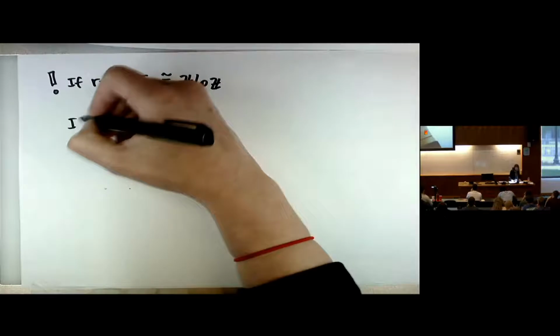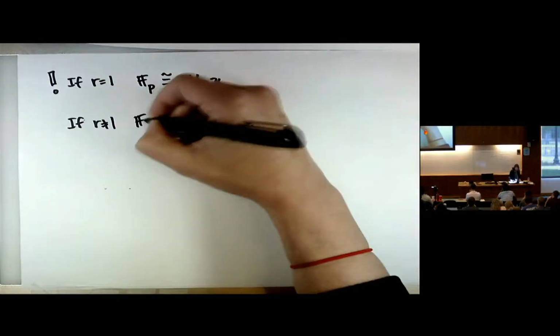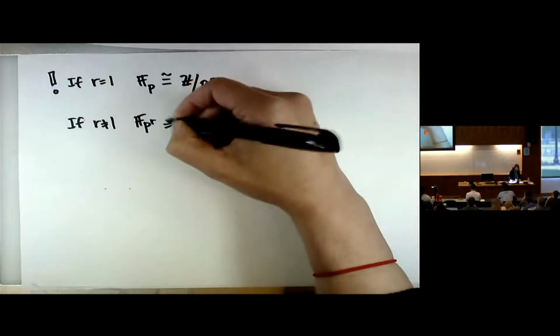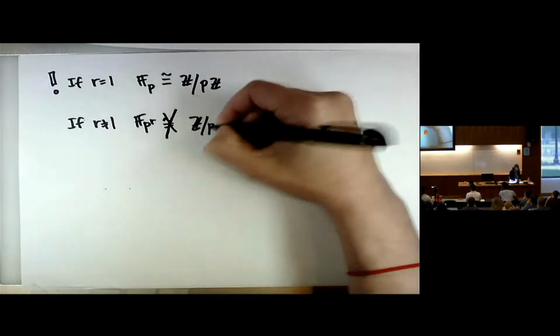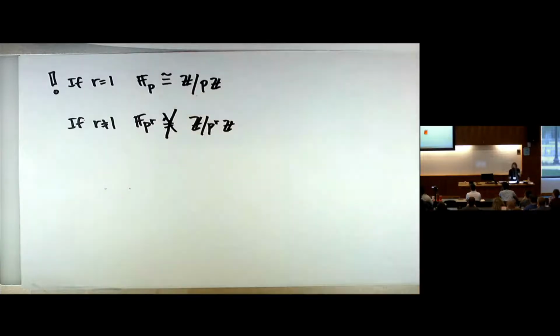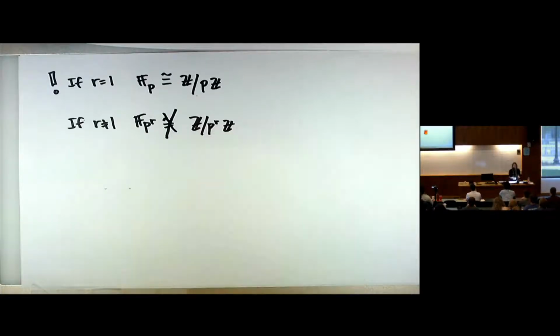But if R is not 1, FP to the R is not Z mod P to the R Z. I don't know why for me that took a long time. Okay, this one on this side, that's not a field. It has zero divisors.